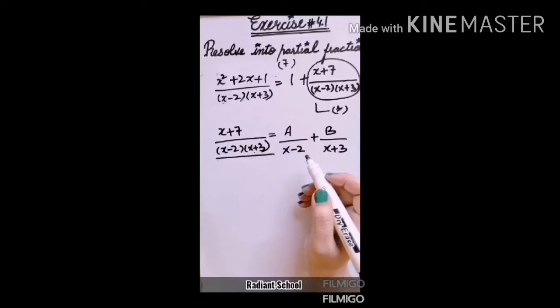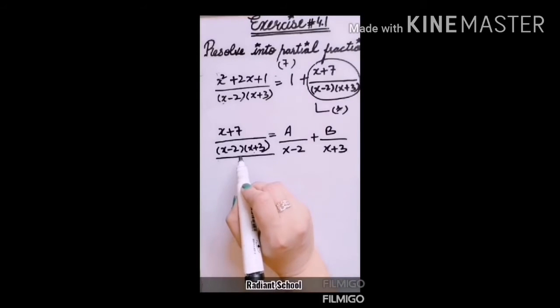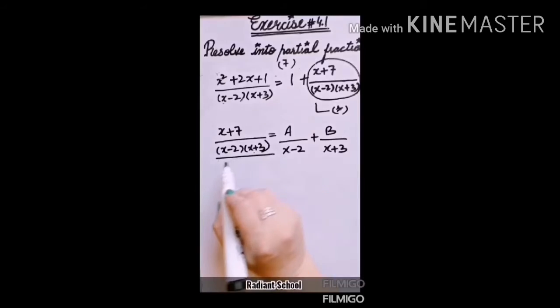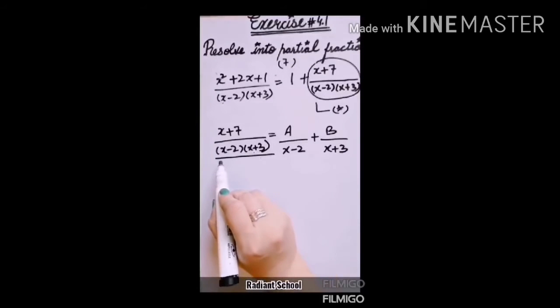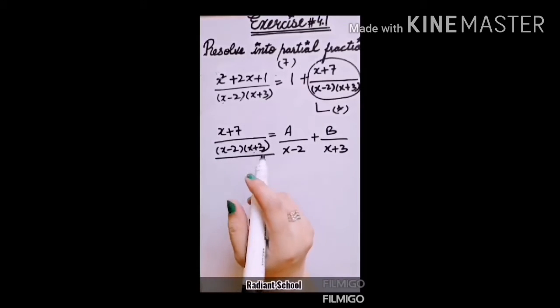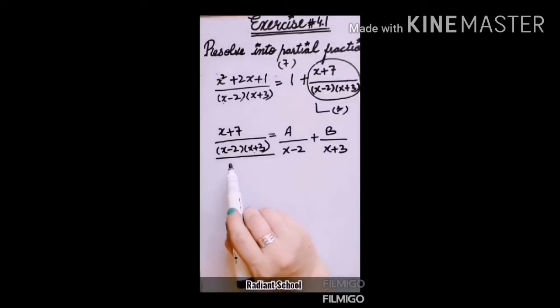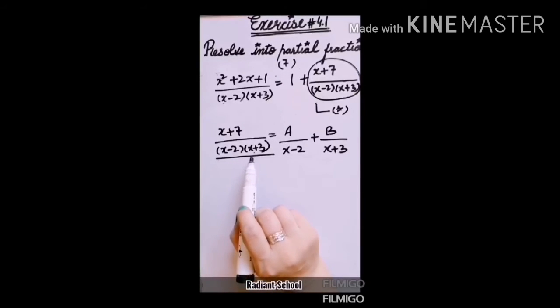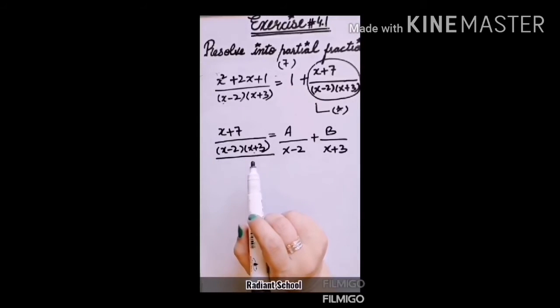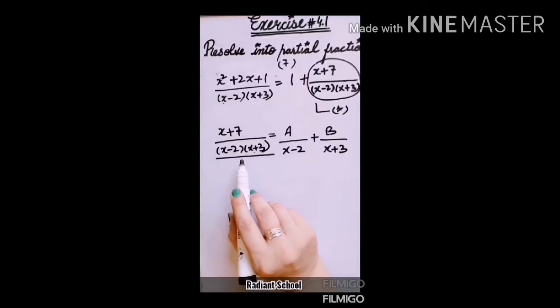If it is an improper fraction, first of all you have to convert it into a proper fraction and then you have to resolve it. The second step is that you look at the denominator of your question. If your denominator is of such a type that all the non-repeated linear factors are present in the denominator.